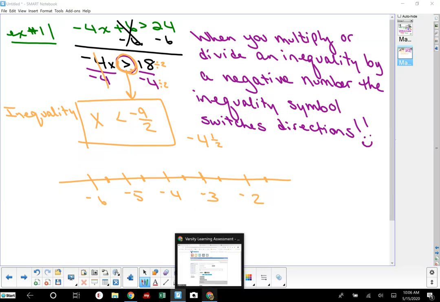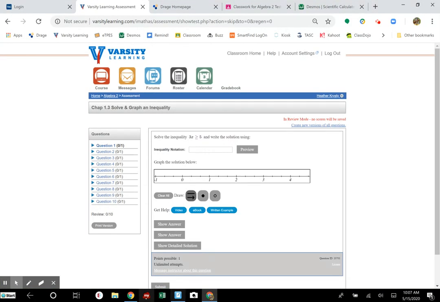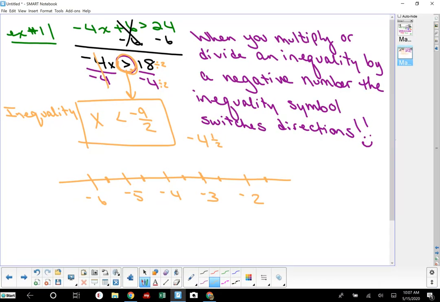I forgot what it actually says over there. Let's go look. Inequality notation. That's what you're going to be asked for. And that quite literally is exactly this. You would type in x is less than -9/2. Okay. But you need to know where that falls on a number line. So sometimes knowing the mixed number is handy.